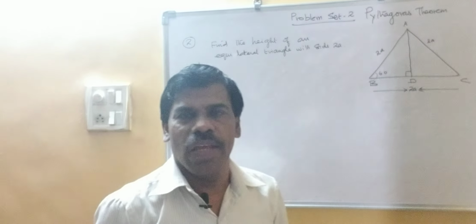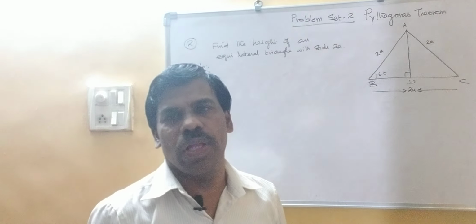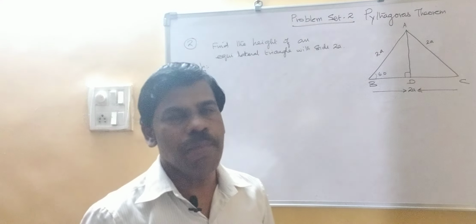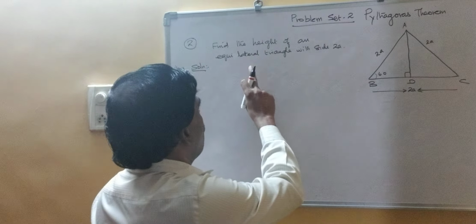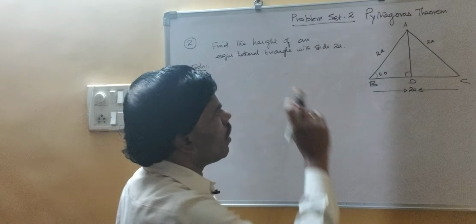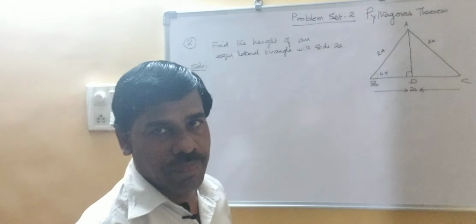Today we will see problem set 2 of Pythagoras theorem. Without wasting time, we will just go through the first sum. Find the height of the equilateral triangle with side 2a.